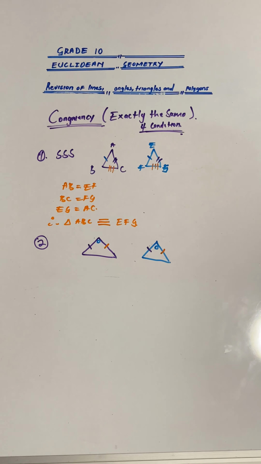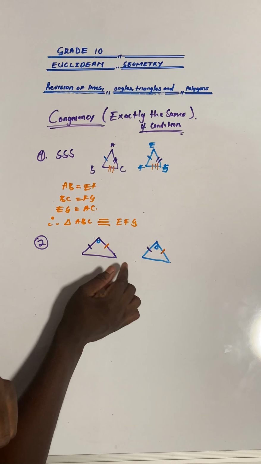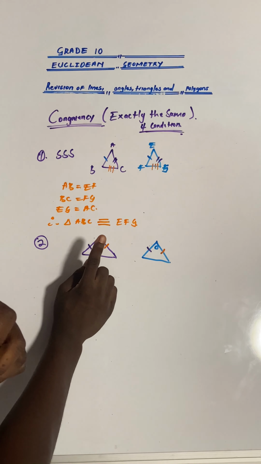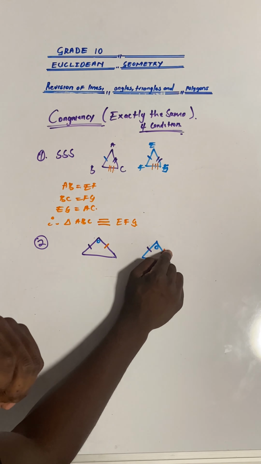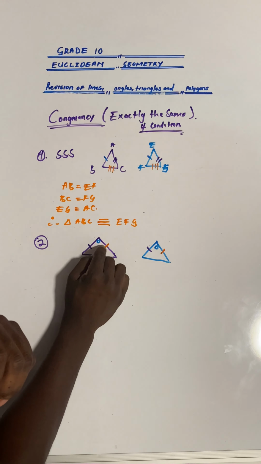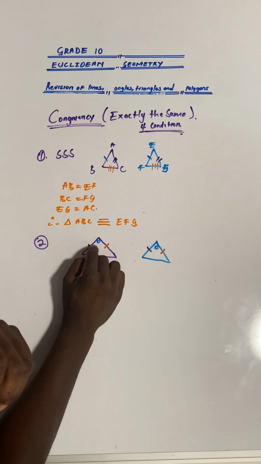Okay, but there's this thing that I want you to note here. There must be a side or two sides that are equal and an included angle. Now, what is an included angle? It's an angle in between the two sides. So you can see that in this one, we have a side equal to this one, we have a side equal to the other one, and we have an included angle, which means an angle in the middle of these two sides, right?